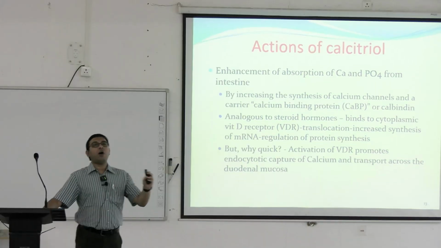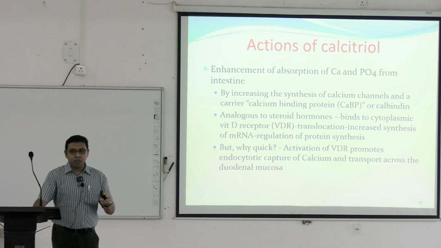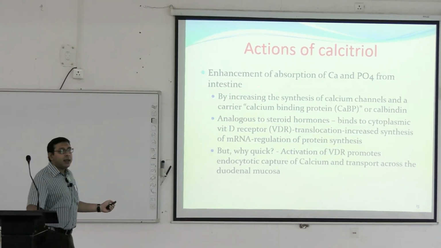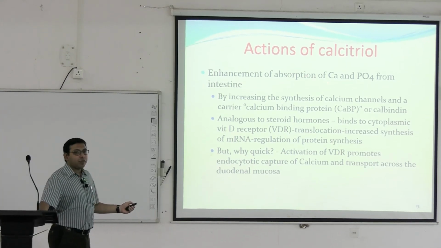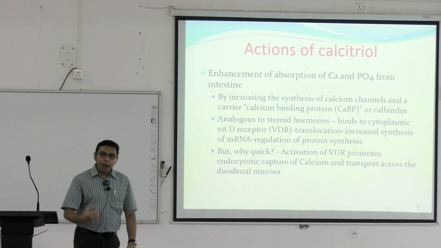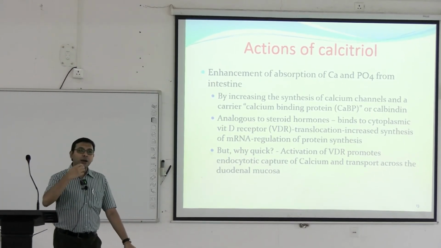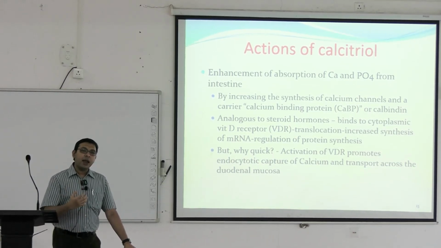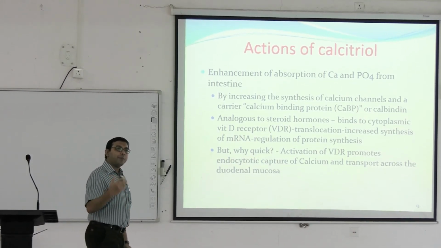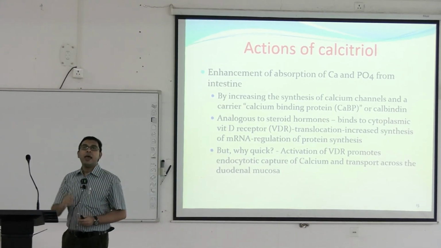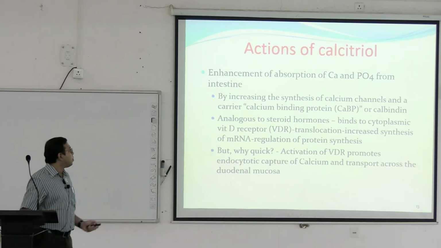What is the active form of vitamin D? After 1,25 hydroxylation, it is 1,25 dihydroxy vitamin D3. Mainly it causes enhancement of absorption of calcium and phosphate from the intestine. The calcium we ingest in food comes to the intestine and is absorbed, and this absorption of calcium is facilitated by this active form of vitamin D.